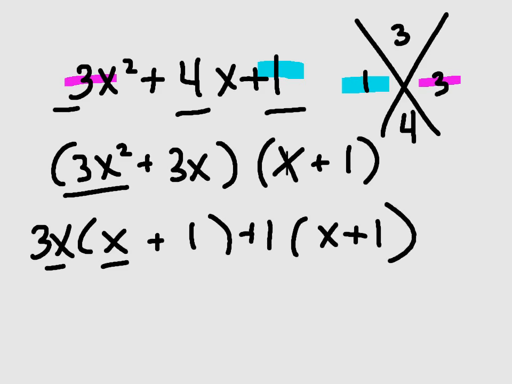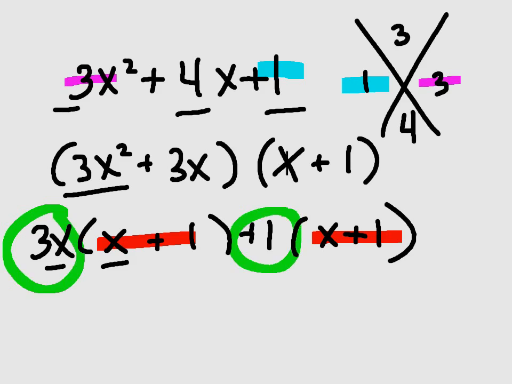Now, when you're finished with this term and this term, they should be the same. That's how you can check yourself. If it's not the same, then you did something wrong. So now what we're going to do is take this term that we took out of the first one and the term that we took out of the second one and add them together and put them in parentheses. And this is how we'll get our final answer.